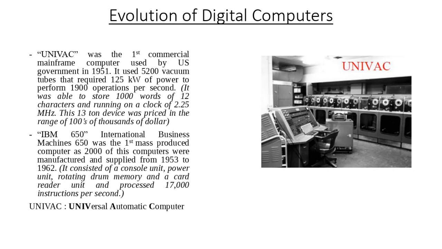So, evolution of the digital computer. UNIVAC was the first commercial mainframe computer, used by the US government in 1951. It used 5200 vacuum tubes that required 125 kilowatts of power to perform 1900 operations per second. UNIVAC is Universal Automatic Computer. Look at here, it's a big picture. I mean, it's a big machine.